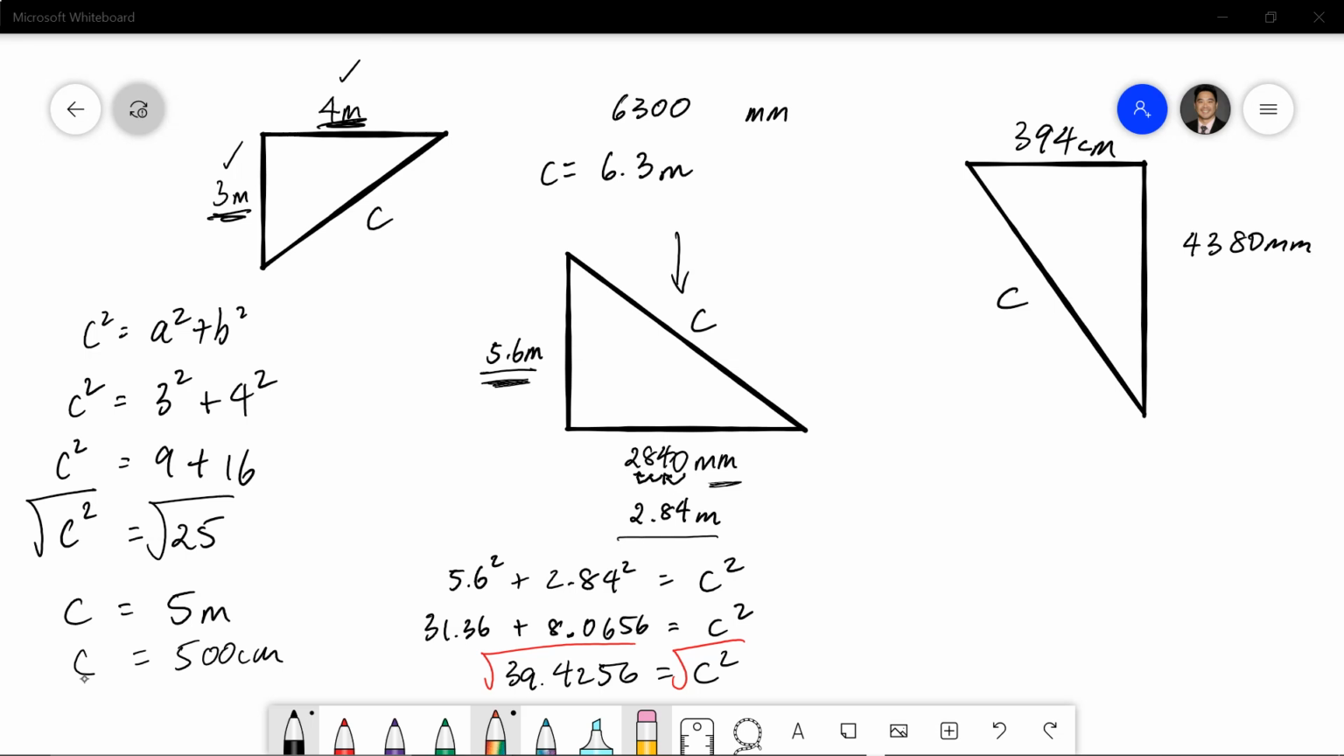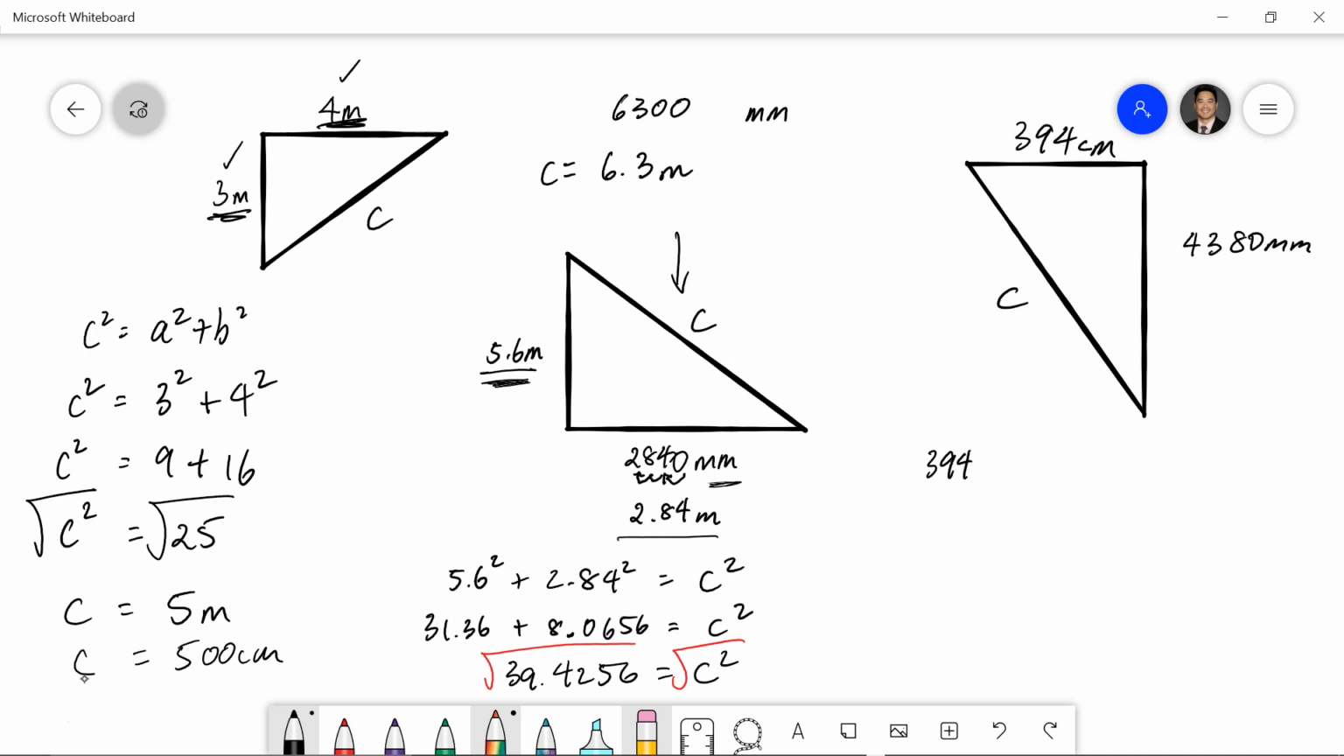Okay, let's move on to the last one. We've got 2 sides, obviously different units of measurements, one in centimeters, one in millimeters, and we'll convert to centimeters. In this case, the numbers are bigger, but the process doesn't change. Okay, just because they're bigger doesn't mean it's any different. So 394, let's convert this first to centimeters. Dividing by 10 makes it 438 centimeters. Okay, so 394 squared plus 438 squared is equal to c squared.